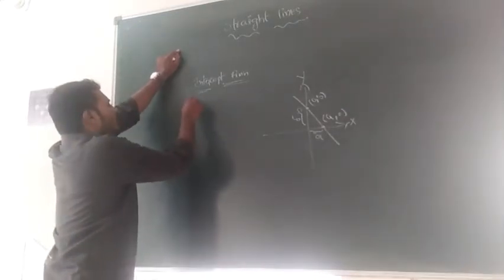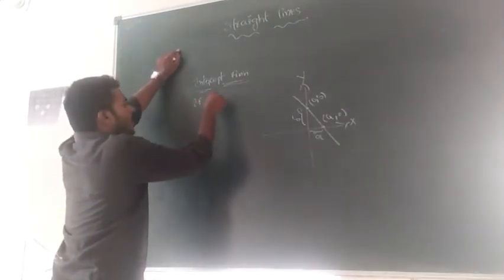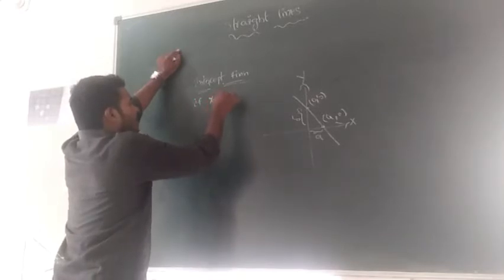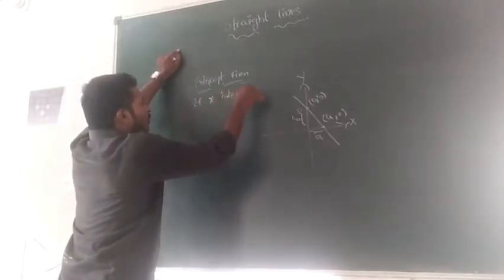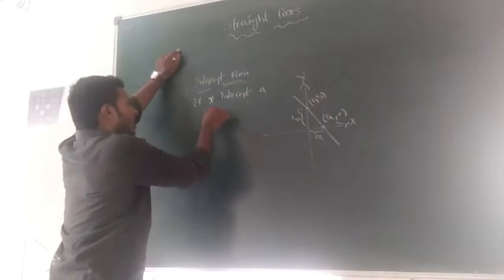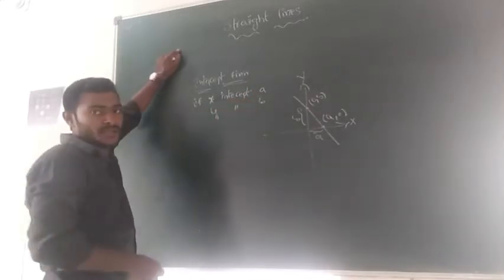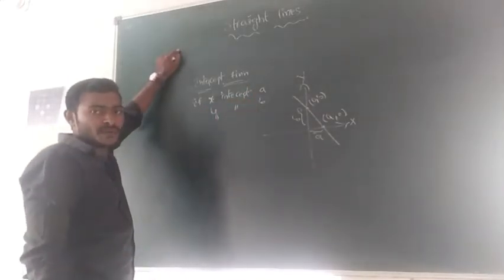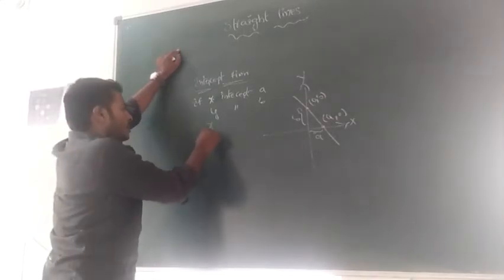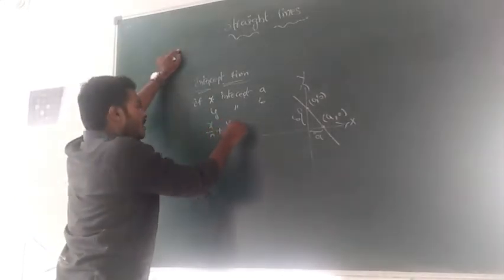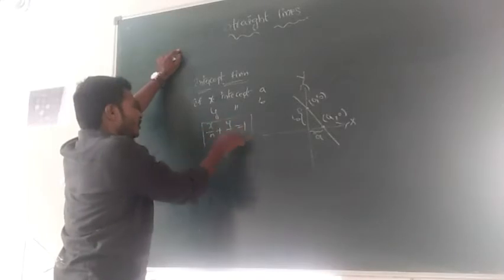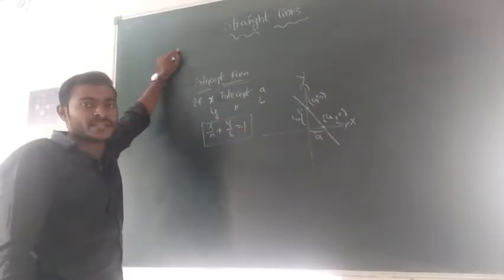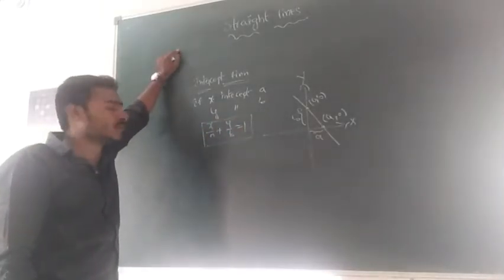Now if the x-intercept is a and the y-intercept is b, the intercept form of a straight line is x by a plus y by b equal to 1. The intercept form is x by a plus y by b equal to 1.